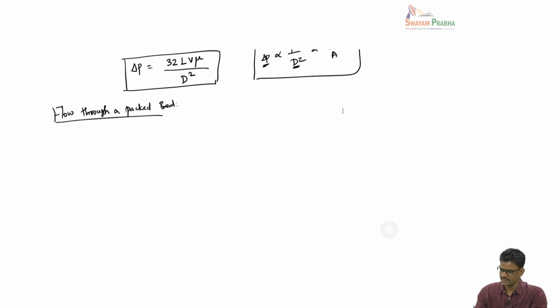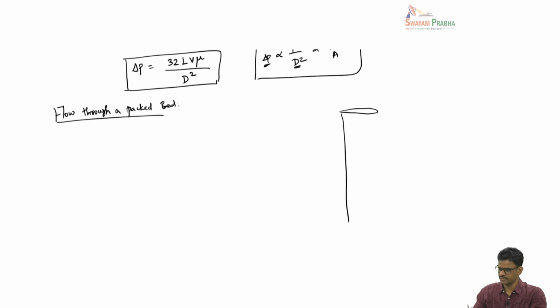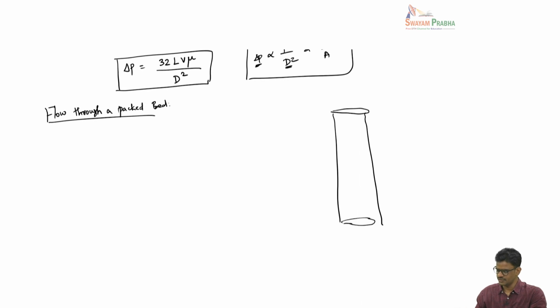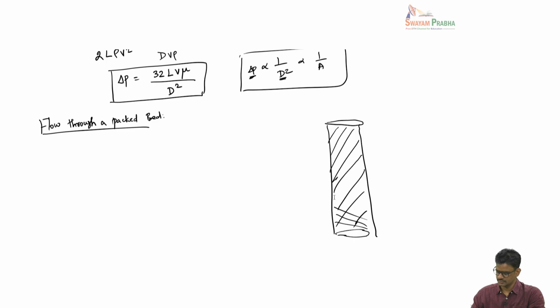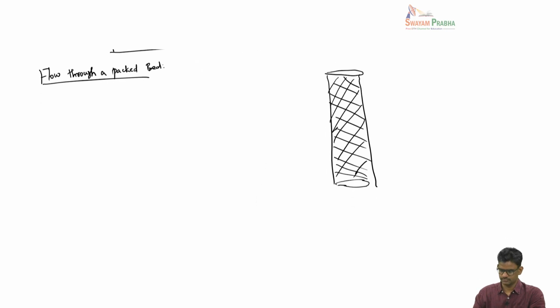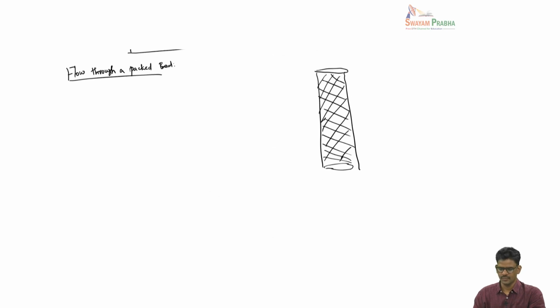So we have a cylindrical tube like before, but instead of this being hollow, we have a packing. So this can be packed with different kinds of material.